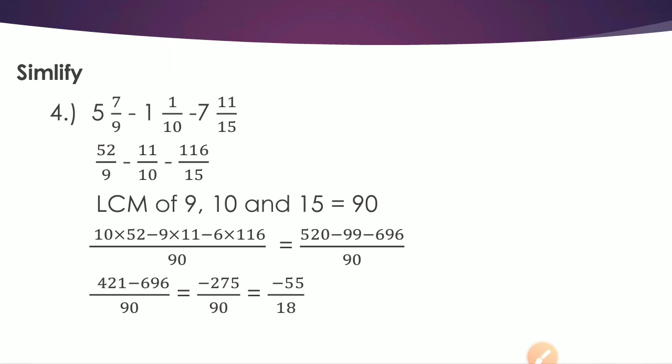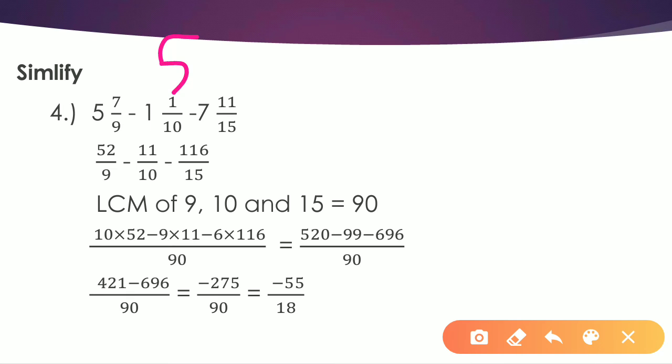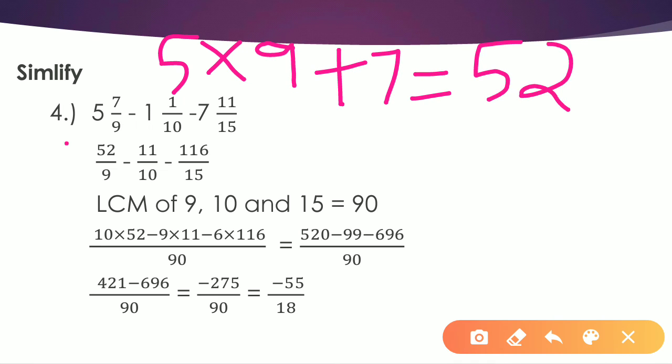Question number 3 will be your homework. So here question number 4. 5 whole 7 by 9 minus 1 whole 1 by 10 minus 7 whole 11 by 15. We have to simplify it. First of all, it is given in mixed fractions, so first convert them into simple fractions. 5 into 9 plus 7 gives you 52. So in the numerator write 52 upon denominator same 9.